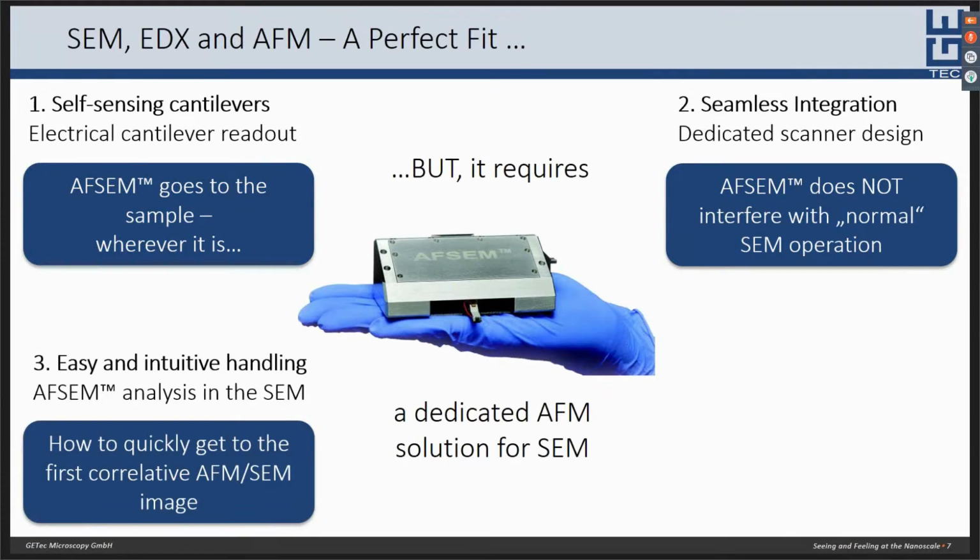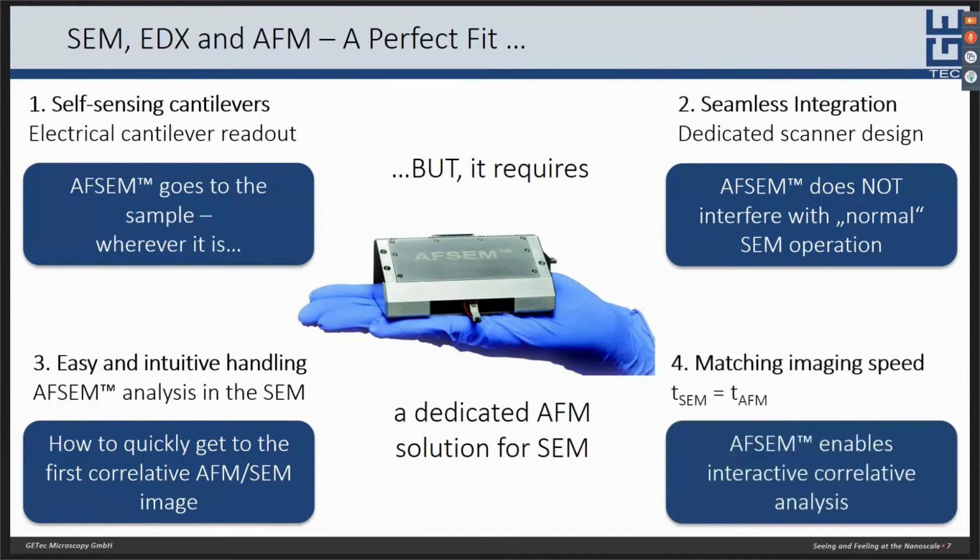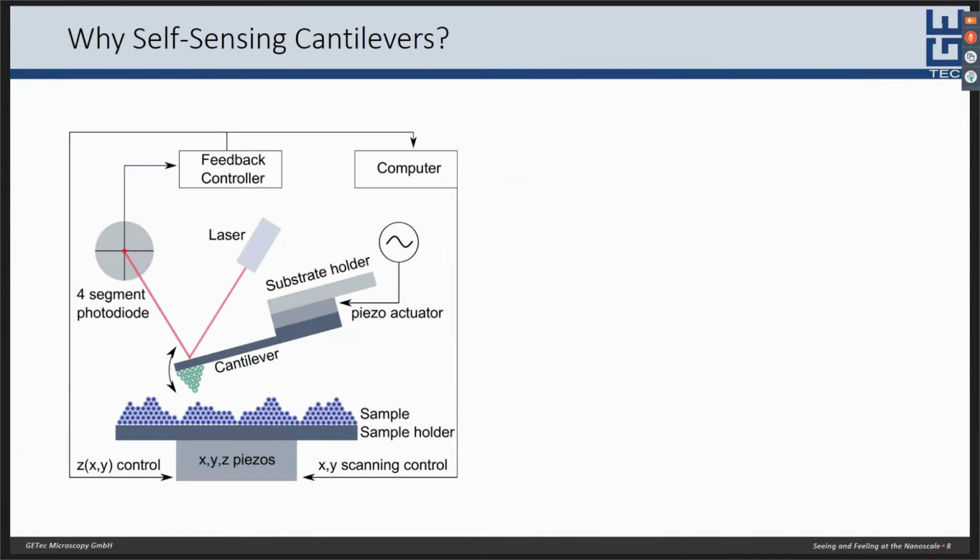And third, the handling of the AFSEM is extremely easy and intuitive. Even an unexperienced AFM user can get very quickly to the first correlative AFM-SEM image, as you will see later on in the webinar. And fourth, our AFSEM system is optimized for high imaging speeds in vacuum environment. For this, we optimize the cantilevers, the scanner, and the controller to be able to match the imaging speed of the SEM with our AFSEM microscope.